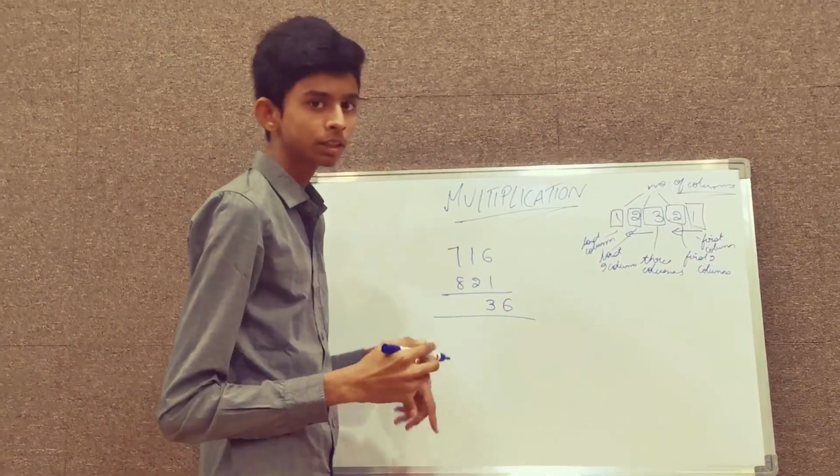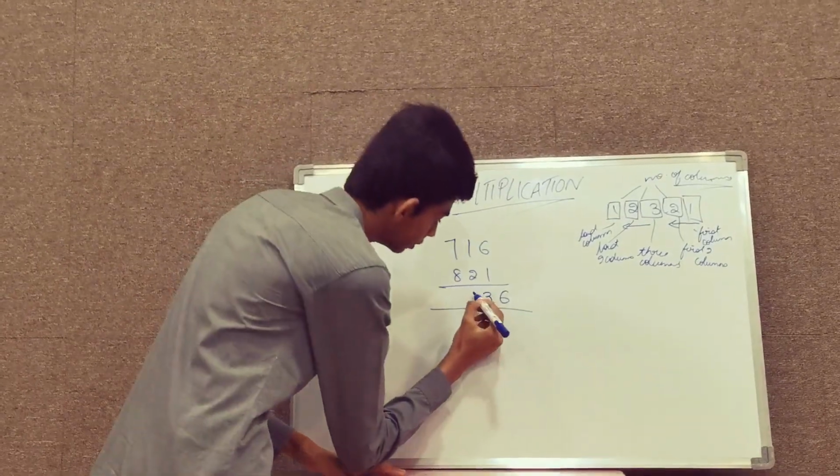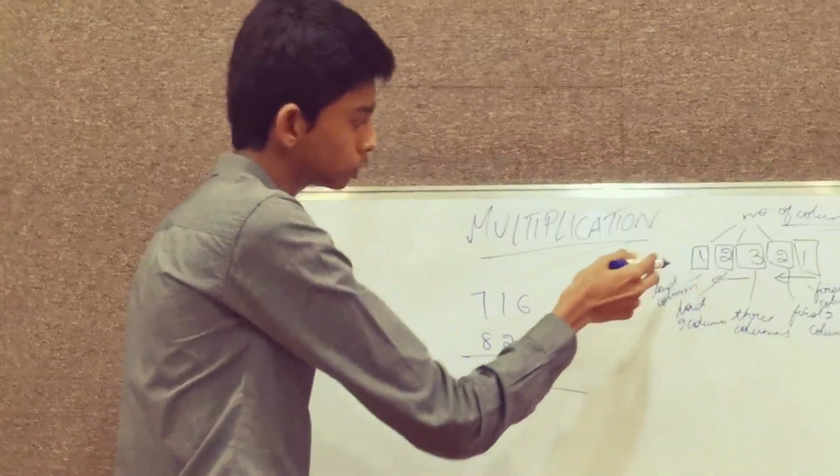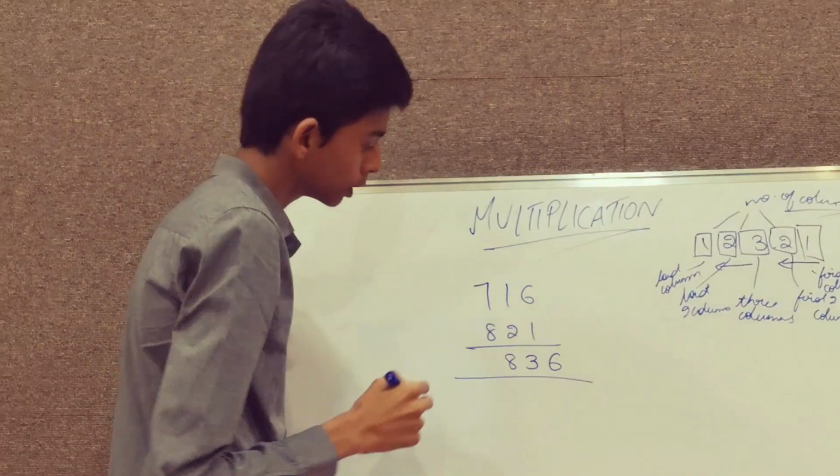And 48 plus 10 is 58. So writing 8 here and keeping 5 in the mind. What is the fourth step? We have to take the last two columns and cross multiply.